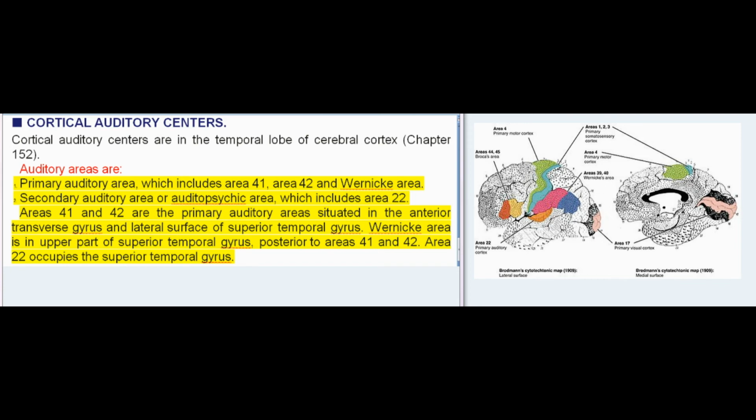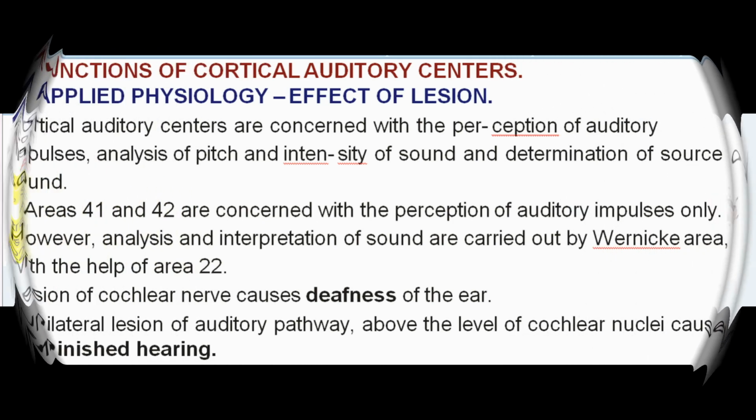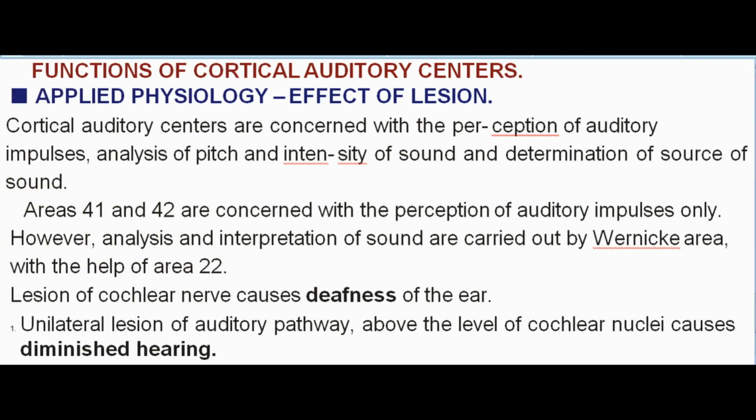Functions of cortical auditory centers. Applied physiology, effect of lesion. Cortical auditory centers are concerned with the perception of auditory impulses, analysis of pitch and intensity of sound and determination of source of sound. Areas 41 and 42 are concerned with the perception of auditory impulses only.